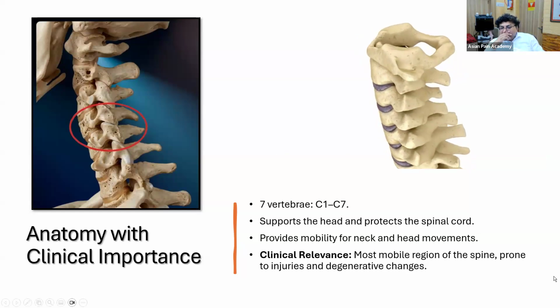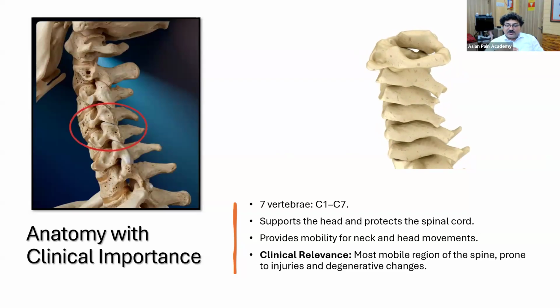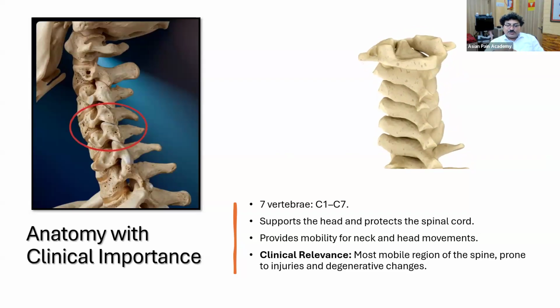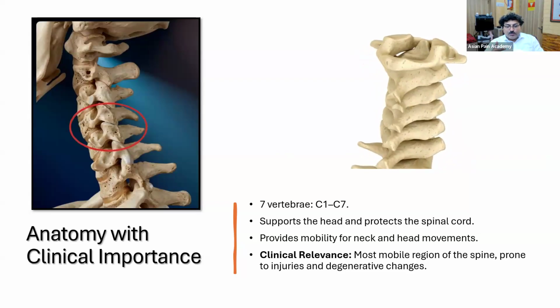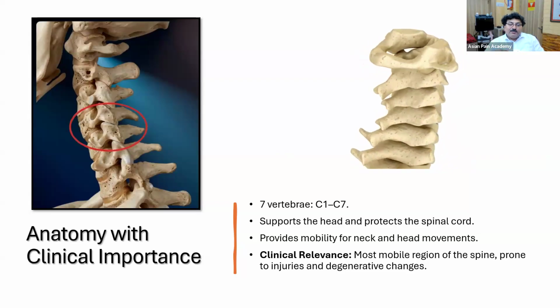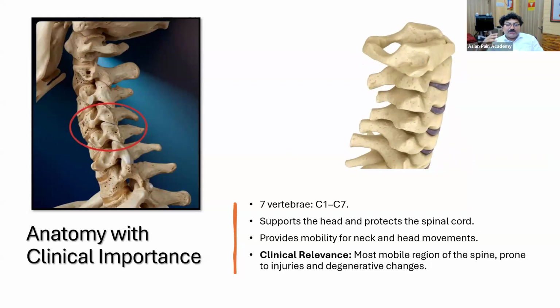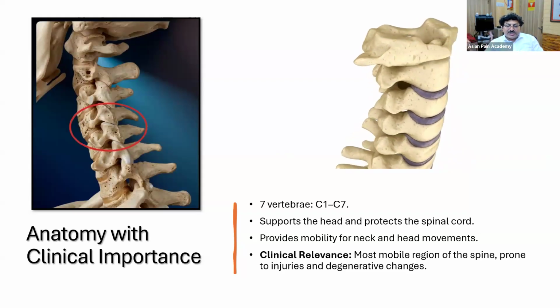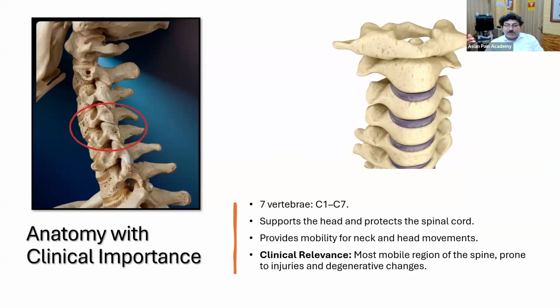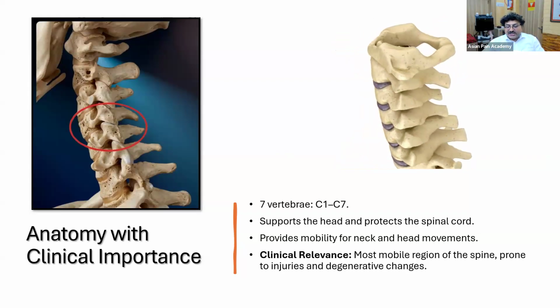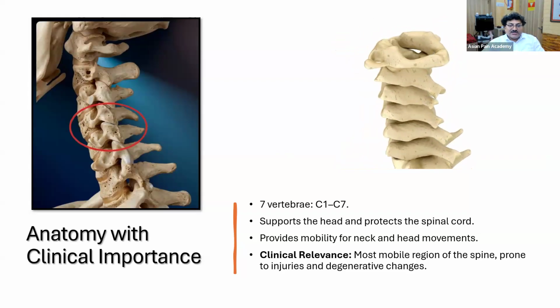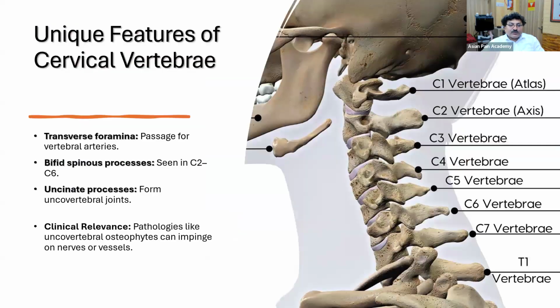So let us see the 7 vertebrae, C1 to C7. It supports the head, protects the spinal cord, and provides mobility to the neck and head movements as well. And being a mobile region, like the lumbar area also is a mobile region, they are prone to injuries and degenerative changes. So that happens for the cervical spine as well.